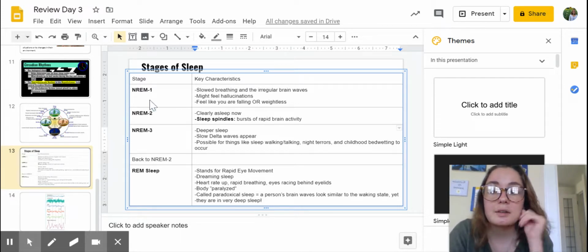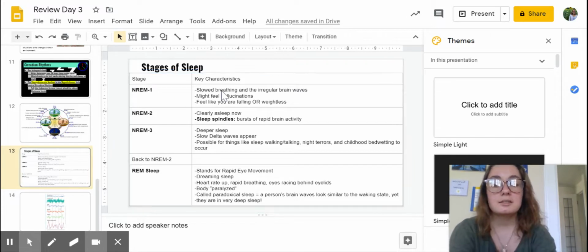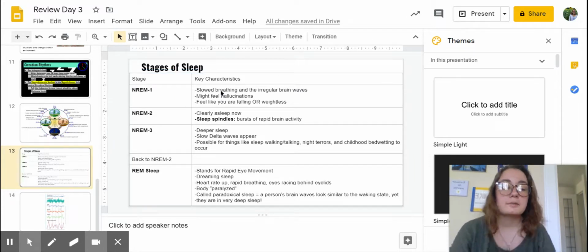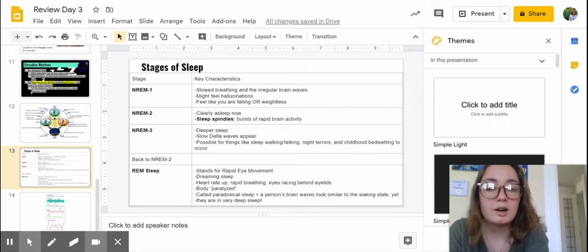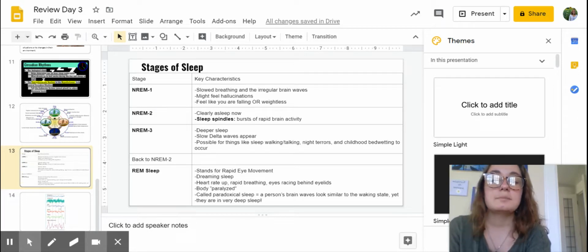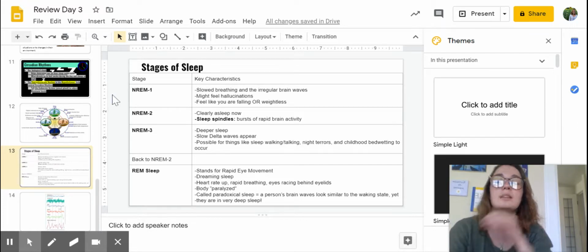First, we have non-REM 1. This is just your kind of initial falling asleep stage. This stage probably only happens once if you're someone who's sleeping throughout the night fully and not getting up. Non-REM 1, again, is the initial falling asleep, and it's characterized by slow breathing and irregular brain waves. You also might feel things like hallucinations or like you're falling or weightless.